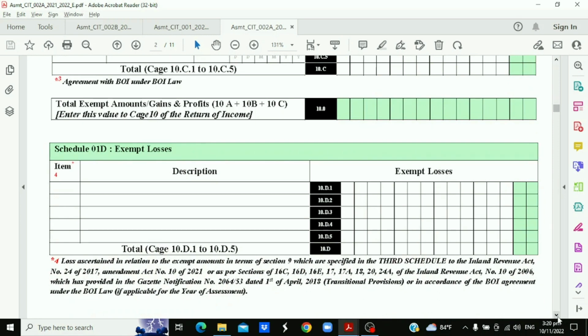Then we can move into the exempt losses, right? Concerning all the applications for the first three, if there is any loss, they have to disclose it under schedule number 1D, with section description and exempt loss. Likewise, we can complete the schedule 1.